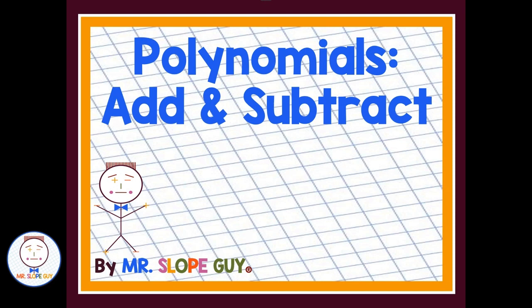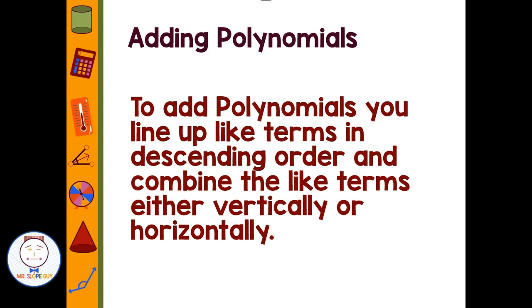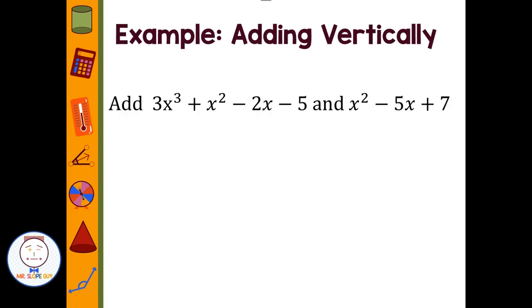Polynomials add and subtract. To add polynomials, you line up like terms in descending order and combine the like terms either vertically or horizontally. Let's look at an addition problem where we look at adding vertically.